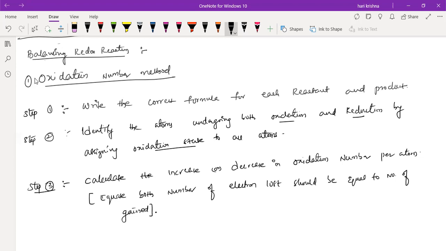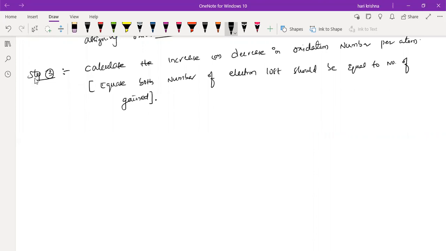That's the third step. Calculate the increase or decrease in the oxidation number per atom. And in this case only you have to equate: the number of electrons lost in the reaction should be equal to the number of electrons gained. Step number 4.